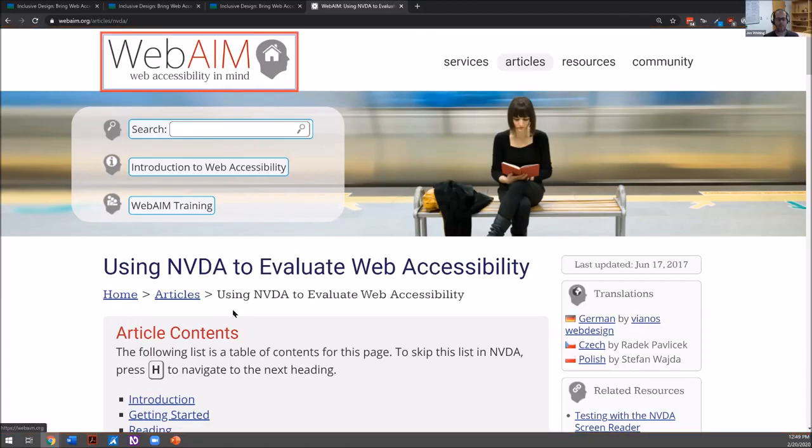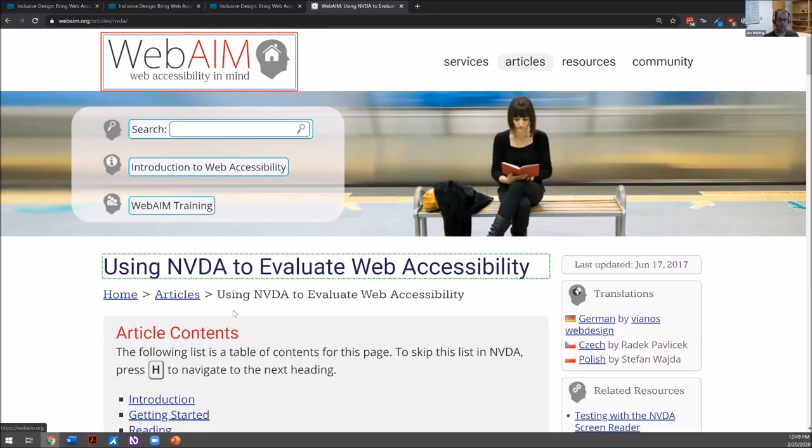Banner. Evaluation, testing, and tools. Navigation landmark, main landmark, using NVDA to evaluate web accessibility. Heading level 1. So right there, it told me that I'm at the heading level 1. Heading level 1 is the first, the highest level of the web page.